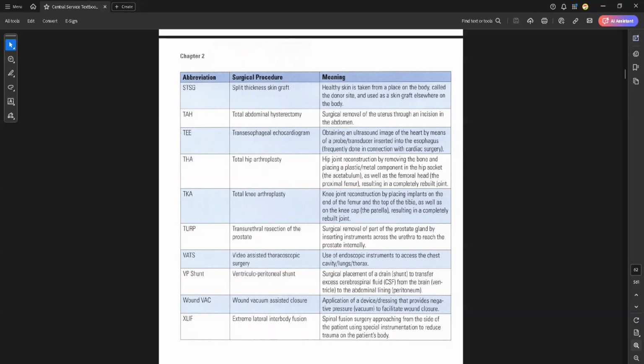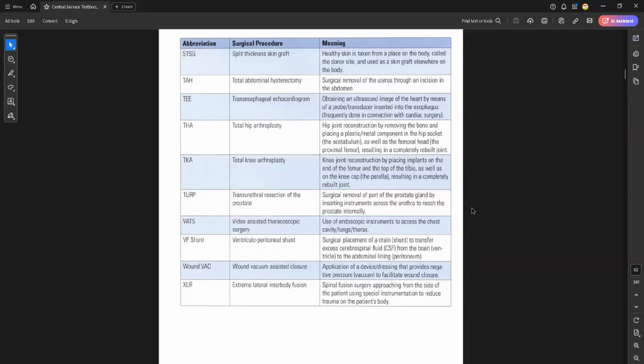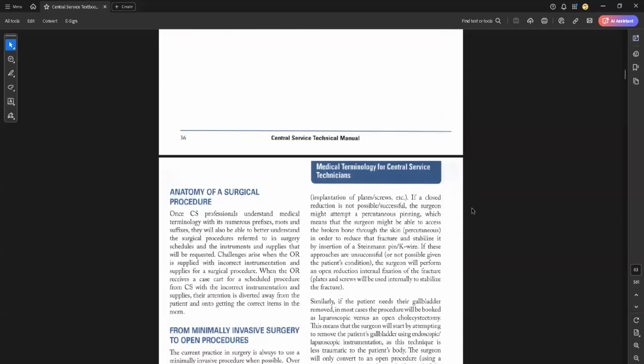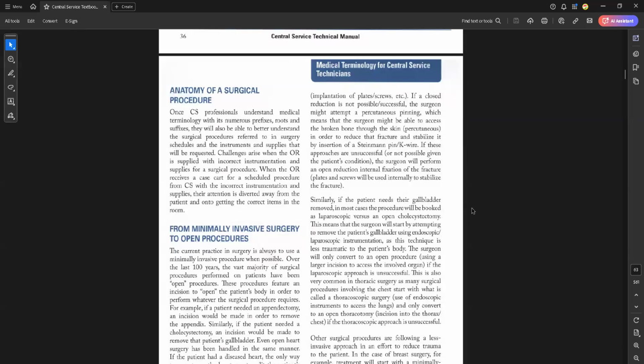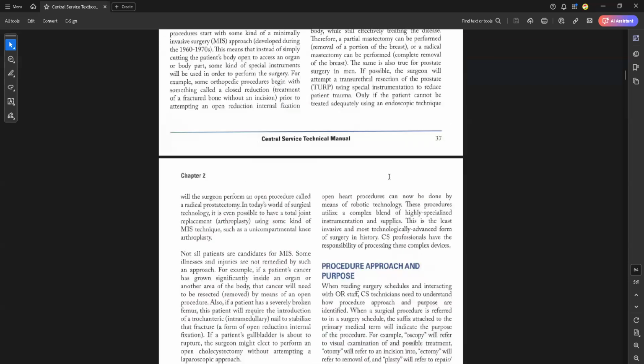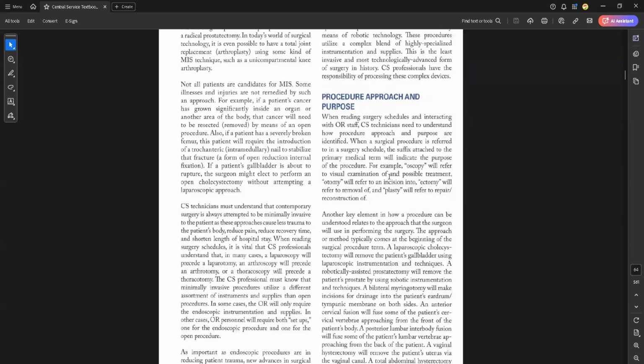Thanks for your question, Jahara. All right. So let's continue. Let's go up. Okay. Anatomy of surgical. Let's go down again. There is nothing actually of much importance over here.